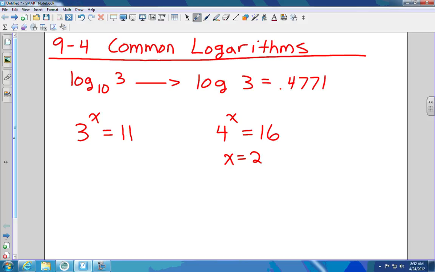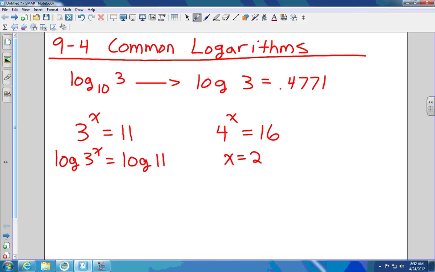Could we take both sides of an equation, for instance, this one times 2, and you add 4 to both sides of an equation? You can do anything as long as you do it to both sides of the equation, right? And so that's what we're doing right now, only we're taking the log of both sides. So it becomes log 3 to the x equals log 11. And then you use your rules.